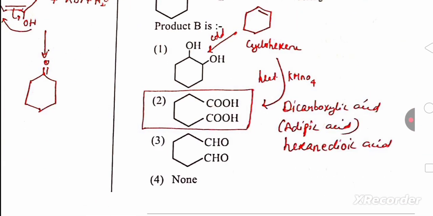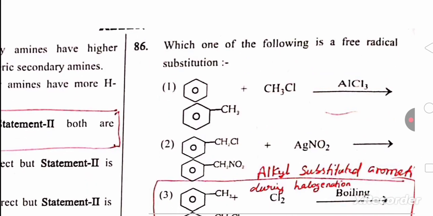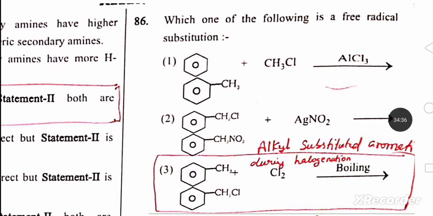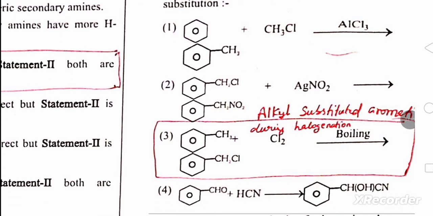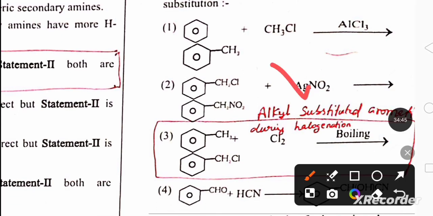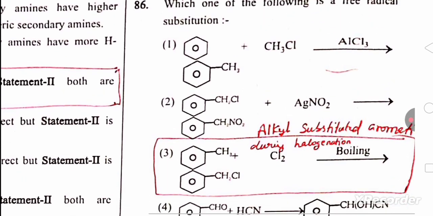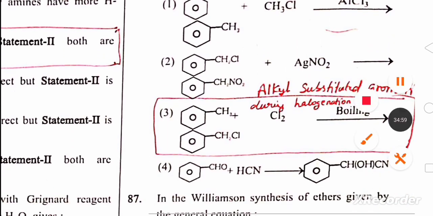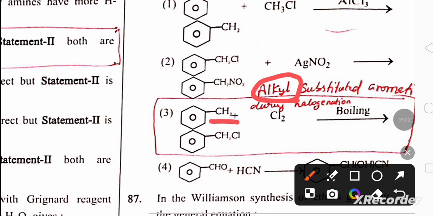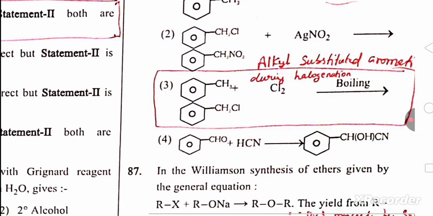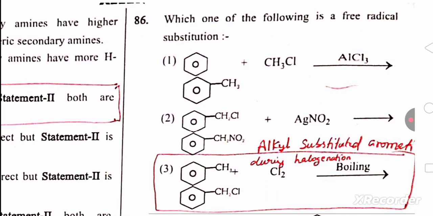Let us move to the next question. Which of the following is a free radical substitution? So where can you find free radical substitution? Usually, children, wherever you can find alkyl substituted aromatic compounds, they undergo halogenation in the presence of UV light to form free radical substitution. If you want to see free radical substitution, you need to find aromatic compounds having alkyl groups. Wherever you are finding alkyl groups, they undergo substitution easily in the presence of any halogen and UV light. So option 3 is the right answer for free radical substitution.